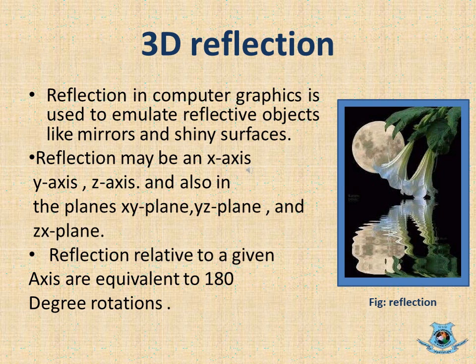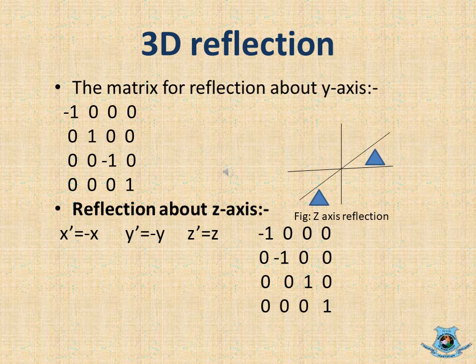Reflection relative to a given axis are reflections about the x-axis and y-axis. The types of reflections: there are three types used in 3D reflections. The reflection relative to xy plane, reflection relative to yz plane, and reflection relative to zx plane.